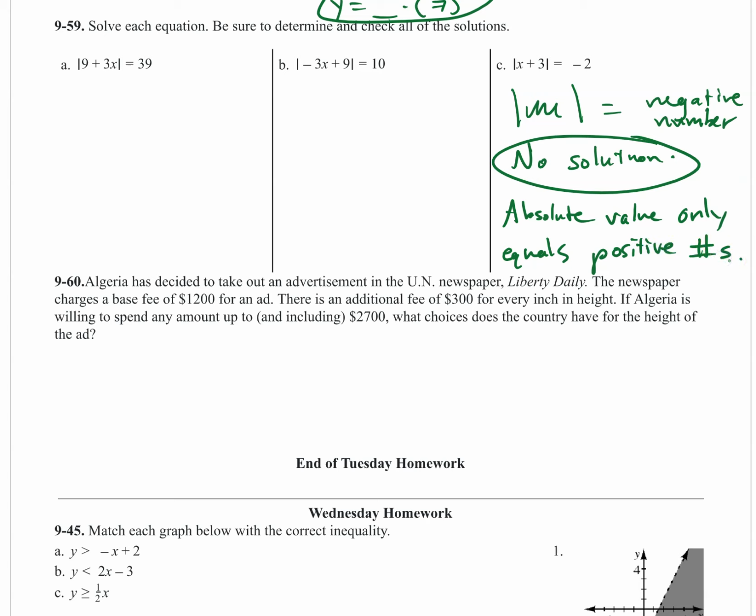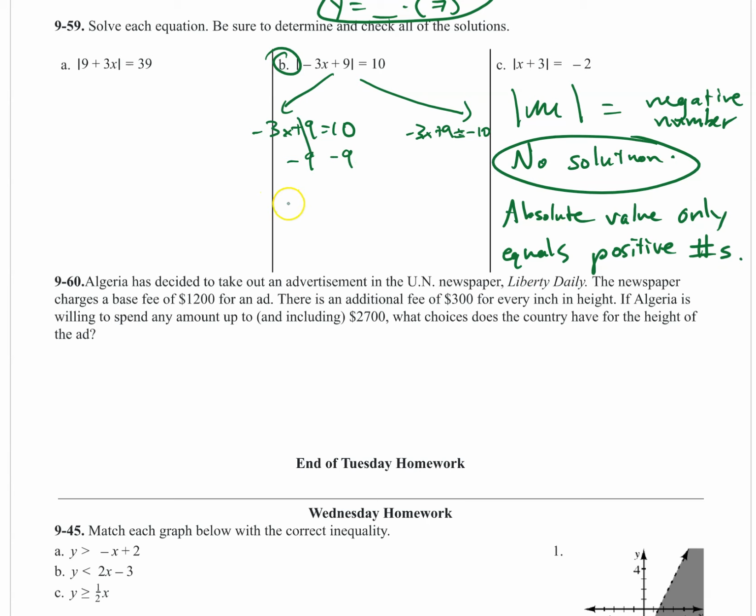All right, next, coming over to B. I need to make two distinct equations. Negative 3x plus 9 equals 10. And negative 3x plus 9 equals, you guessed it, negative 10. So we have one equation equal to 10 and the other equation equal to negative 10. You flip the number on the right-hand side. Then you just need to remember to solve both as you would normally.